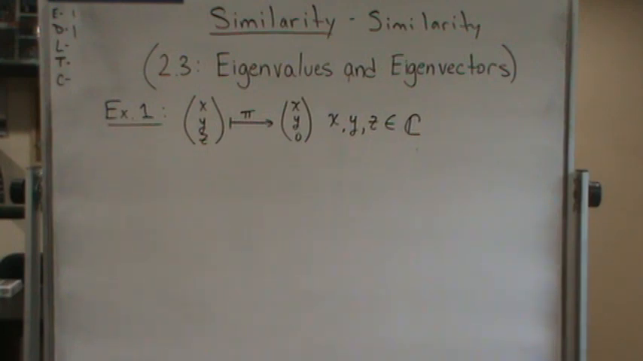Now, in contrast, a number that is not an eigenvalue of this map is 2, since assuming that pi doubles a vector leads to the three equations, x equals 2x, y equals 2y, and 0 equals 2z, right? And obviously, this does not lead to a doubling of the vector for any non-zero vector (x, y, 0).